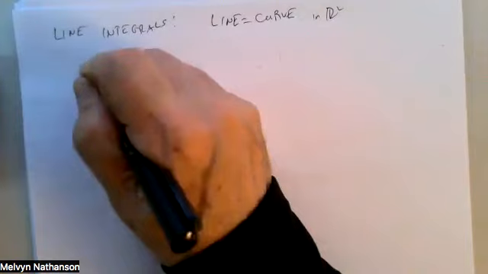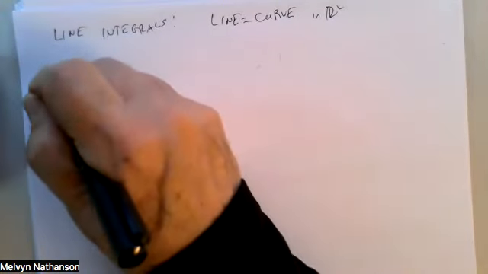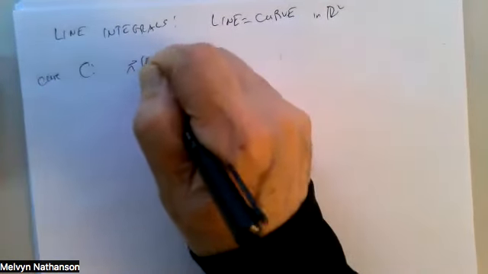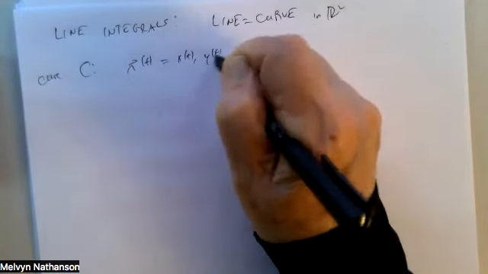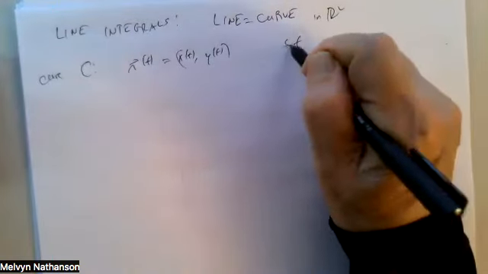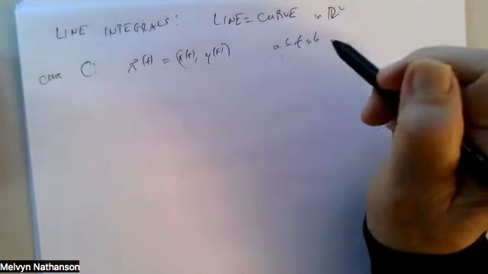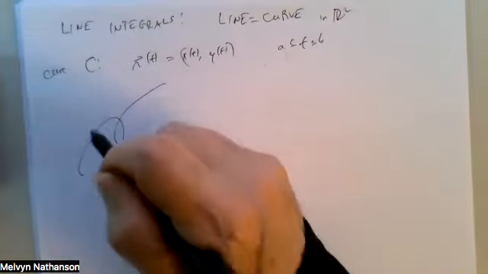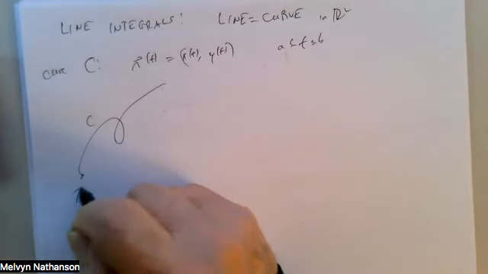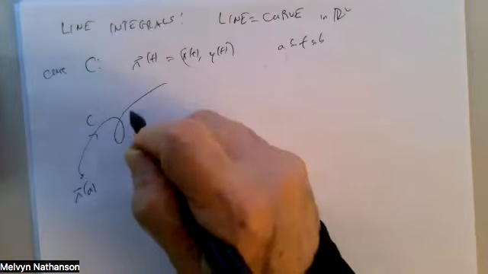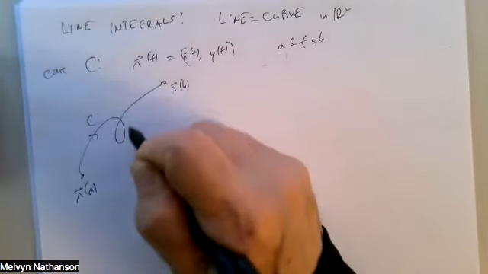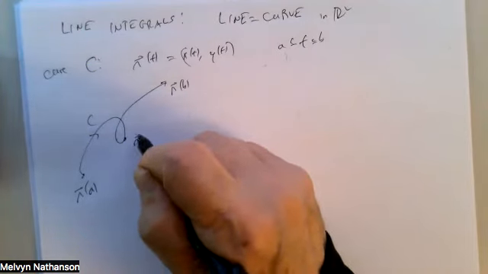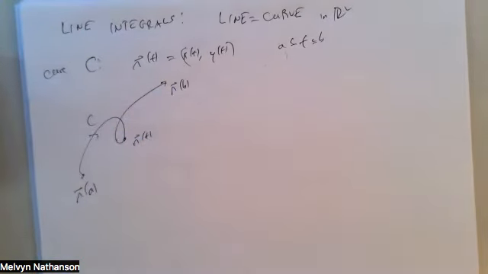So you have some curve C, given by some function R of t, with coordinates x of t, y of t, where t runs from A to B. So this is R of A, and you end up at R of B. And a typical point on the curve is R of t. So this is a curve.